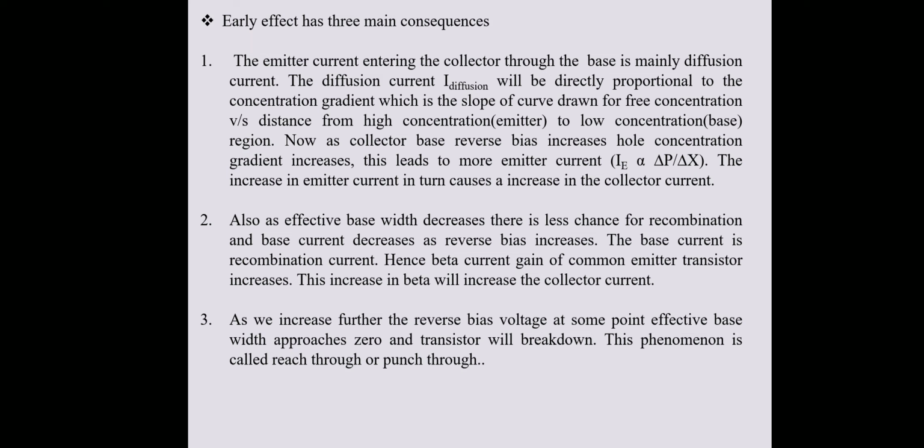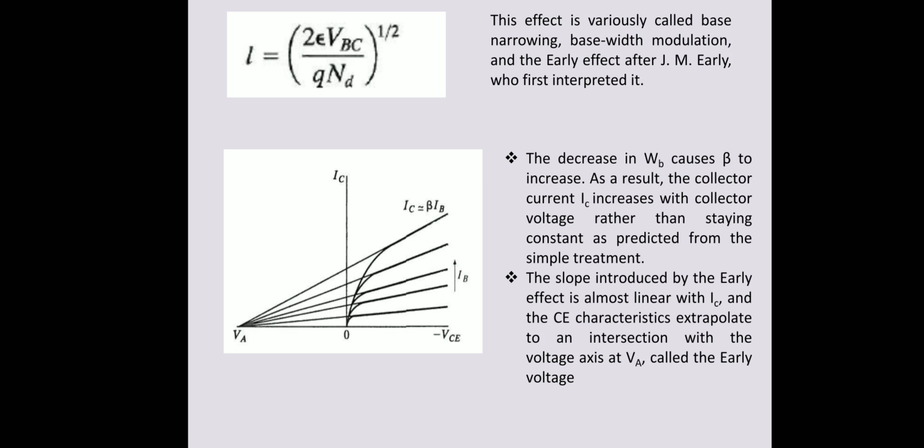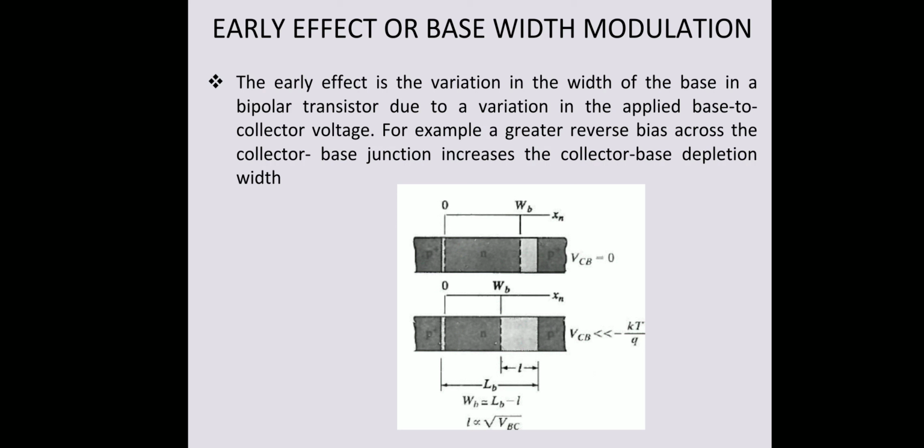Why is it called base width modulation? By reducing the width of the base, it increases the output current. It is modulating the output current, so that's why it has that name. It's also called base narrowing, because if you increase the reverse voltage at the collector side, the base width is reducing. That's why it is called base narrowing, and it was first interpreted by J.M. Early. That's why it is called the early effect. So these are the consequences of this early effect of base width modulation.